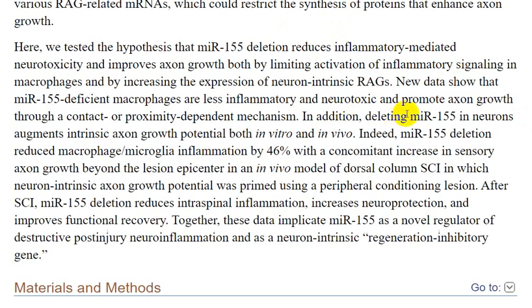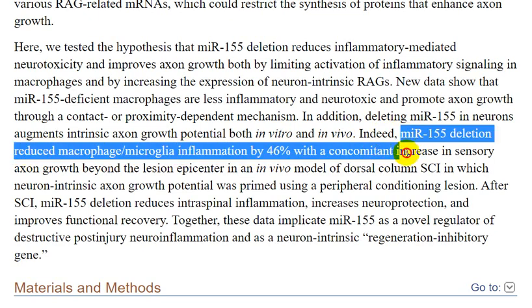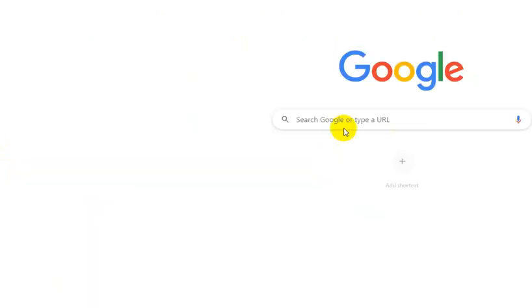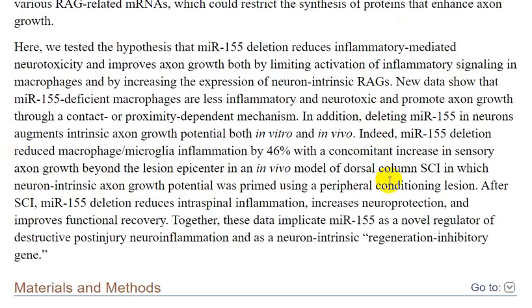In addition, we deleted miR-155 in neurons to see whether it altered axon growth potential, both in vitro and in vivo. Indeed, miR-155 deletion reduced macrophage inflammation and increased sensory axon growth beyond the lesion site in an in vivo model, in which neurons are in a state of increased axon growth potential.